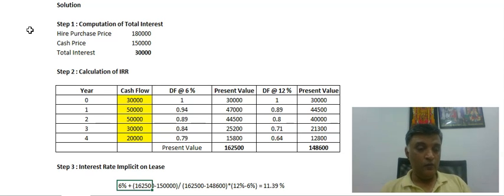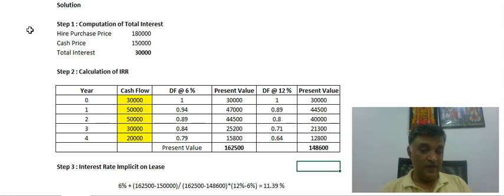What is net present value? Present value is 162,500. When I say net present value, it is 162,500 minus 1,50,000, which is the cash price of the asset. So that difference divided by the difference of the present value. What is the present value difference? The difference between 162,500 and 148,600. So this is the formula for interpolation.